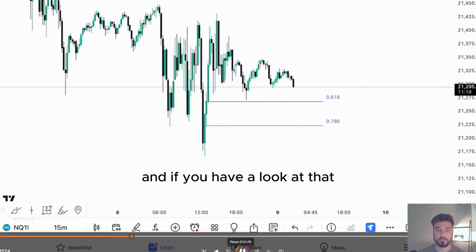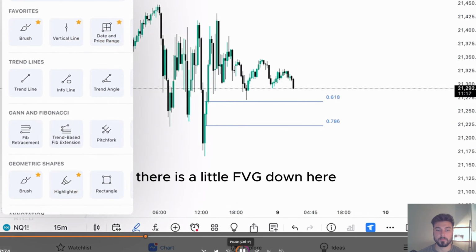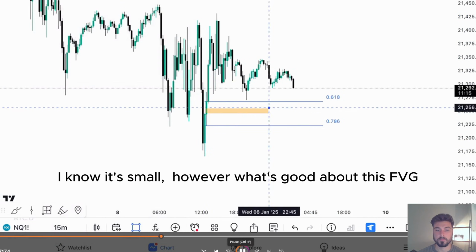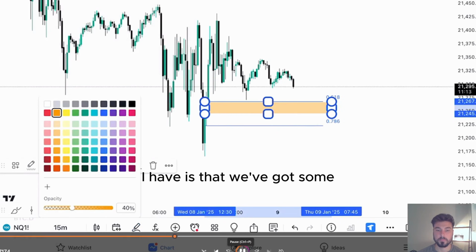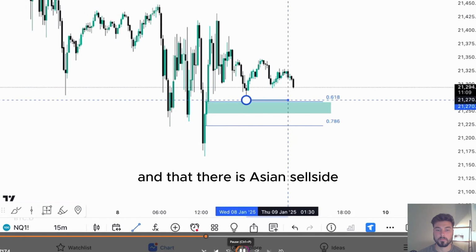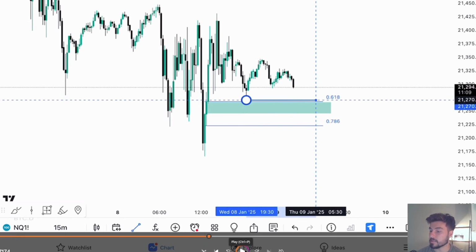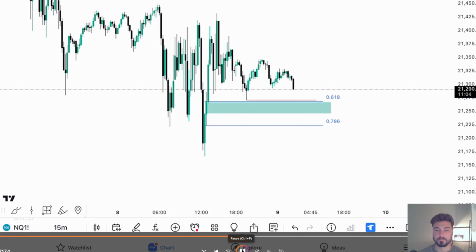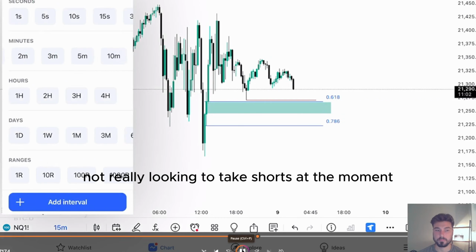If you have a look at that, there is a little fair value gap down here. I know it's small, however what's good about this fair value gap is that we've got some liquidity resting just above, and that there is Asian sell side. Asian sell side for me is classed from 7 p.m. to 12 a.m. We've got a 15-minute fair value gap, optimal trade entry. Now we just need to see if the price actually reacts from there during a key time frame, and we'll get to that. I'm not really looking to take shorts at the moment.